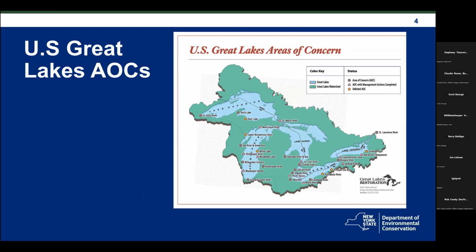There are 26 AOCs in the United States and 12 in Canada, and 5 that are binational, so they're managed jointly by Canada and the US. 9 of the 43 have been removed from the list, 6 of them being in the US.